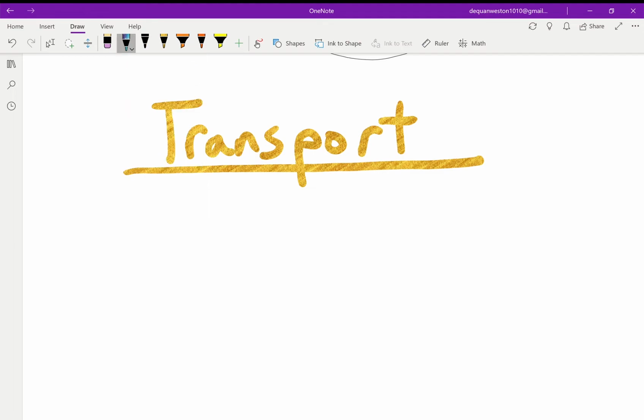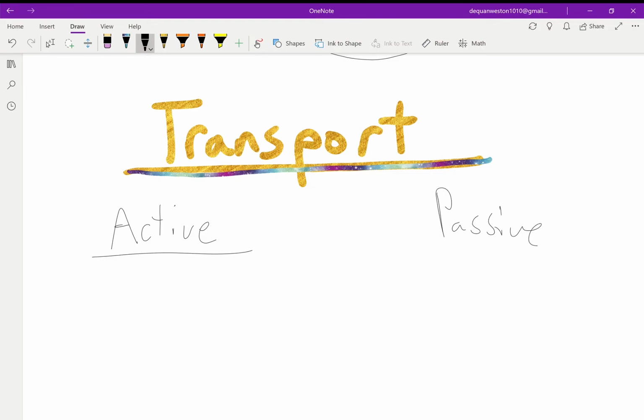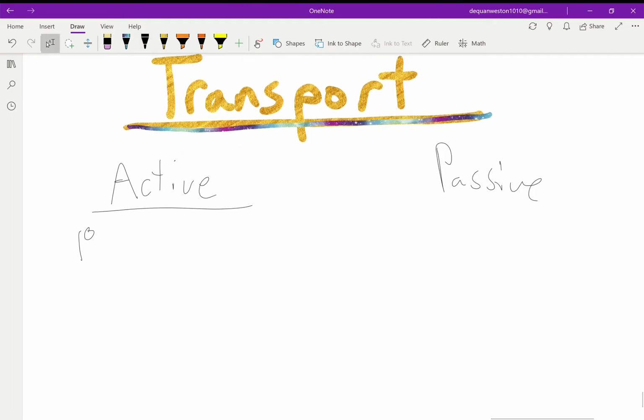Cool. So there's active and there's passive, or diffusion, whatever you want to call it. There's primary active and there's secondary. And then over passive, we have diffusion, which is passive, and then we have facilitated.